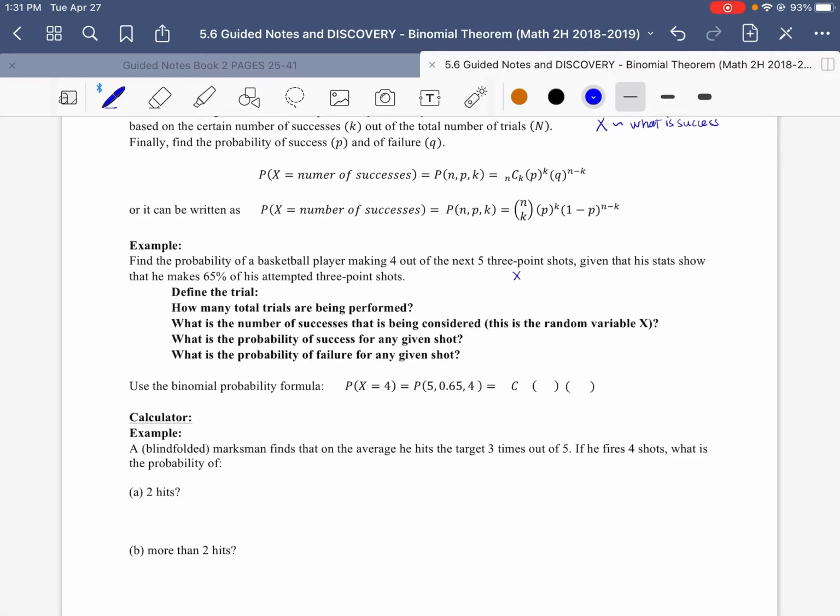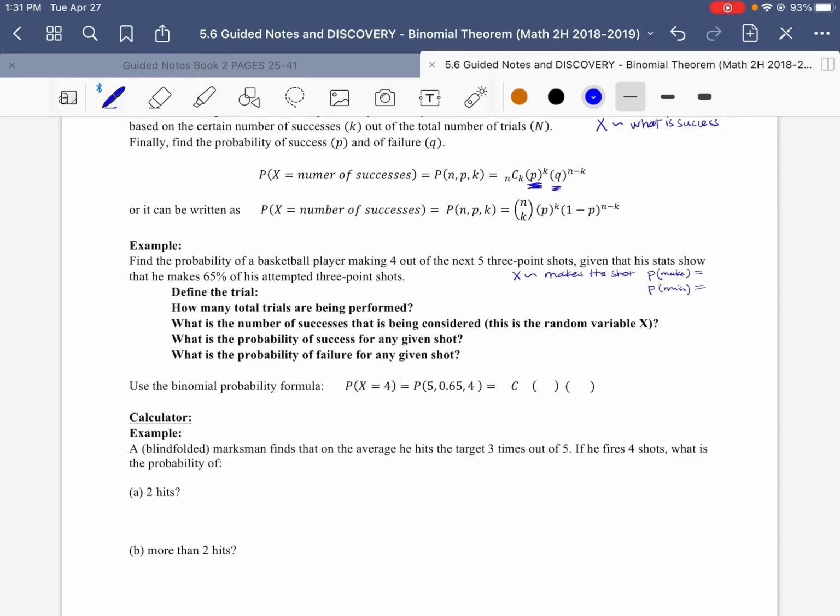If I define success as him making the 3-point shot, so he makes the shot, then when I calculate the probability of my success, or him making the shot, that's what that's going to look like. The probability of failure would then be him missing the shot. Those are the two probabilities that we're going to need in our formula. So again, we always define it first.